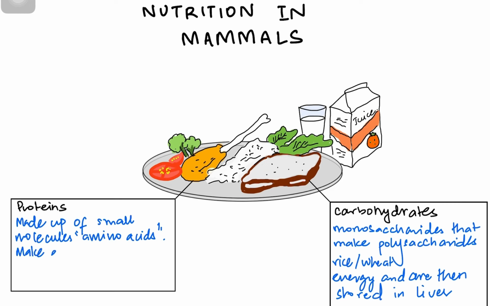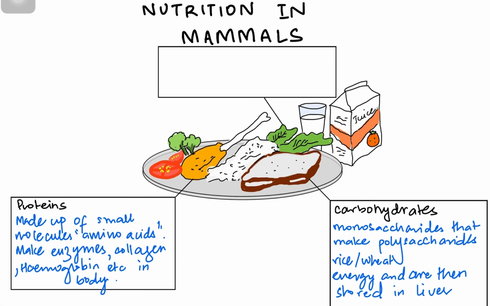The important sources of protein include chicken, beef, egg, fish. They make enzymes which perform chemical reactions in our body. They make collagen in our skin and our blood vessels. They make hemoglobin, which is in our blood. And these are important functions of protein within the body. We'll talk about more in detail.